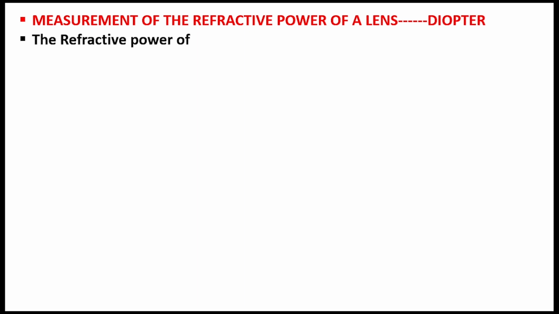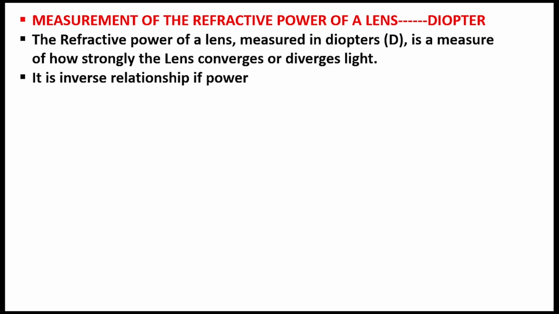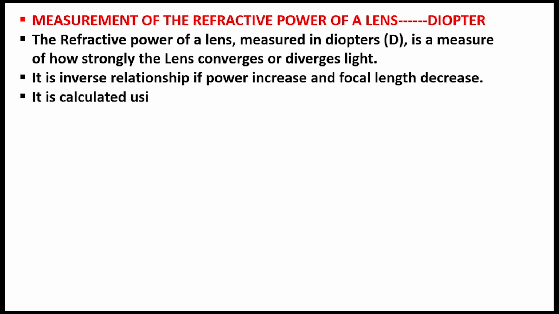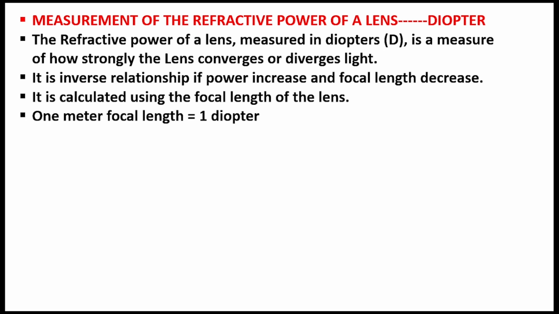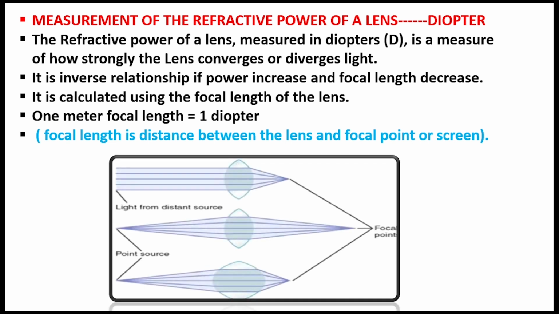Measurement of the refractive power of a lens: the diopter. The refractive power of a lens, measured in diopters, D, is a measure of how strongly the lens converges or diverges light. It is an inverse relationship: if power increases, focal length decreases. It is calculated using the focal length of the lens. 1 meter focal length equals 1 diopter. Focal length is the distance between the lens and the focal point or screen. The more a lens bends light rays, the greater is its refractive power.